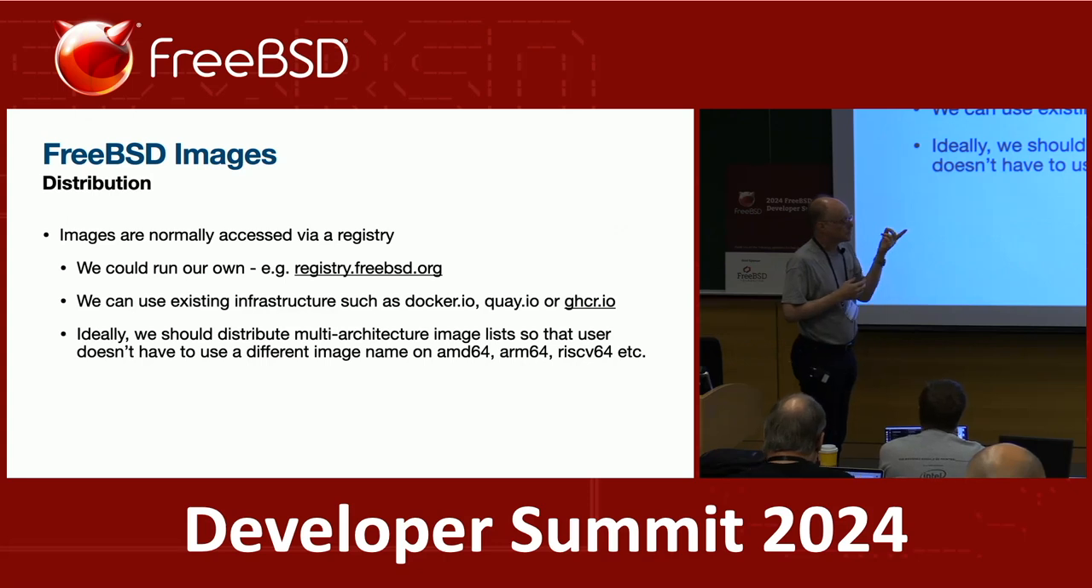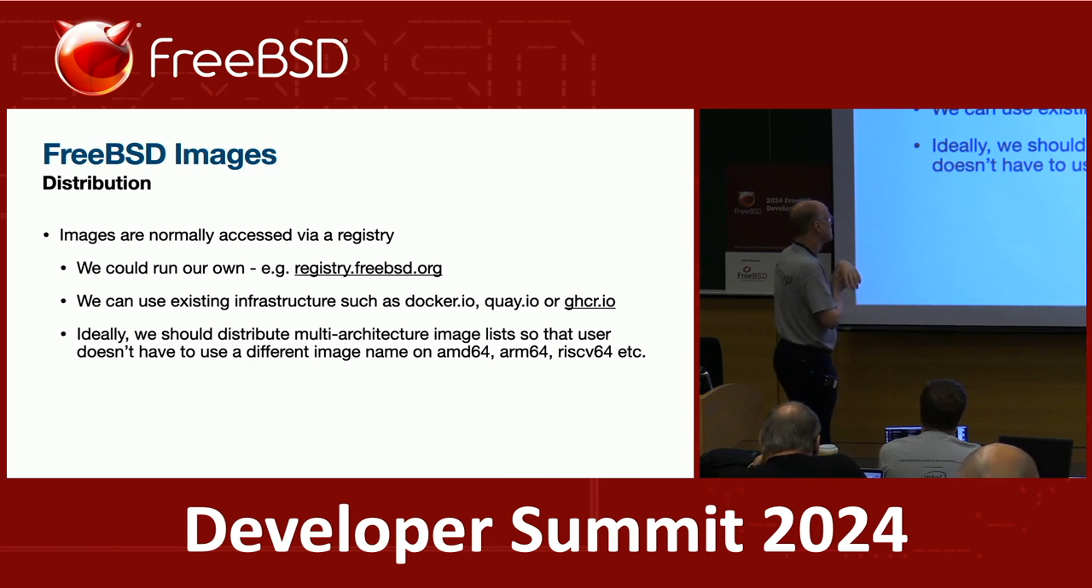GHCR is interesting because we already use GitHub. GHCR, for people that don't know, is the GitHub container registry. And the way that works is it goes with the GitHub users or projects. So GitHub/FreeBSD is something which we already own and manage. And so we could potentially use that to store images and to give access to those images. And that would be a place that's provably controlled by the project. Still kind of like registry.freebsd.org, though.